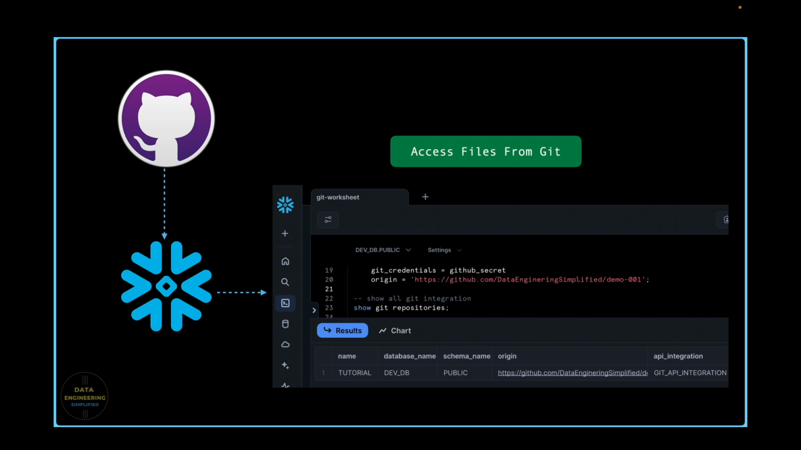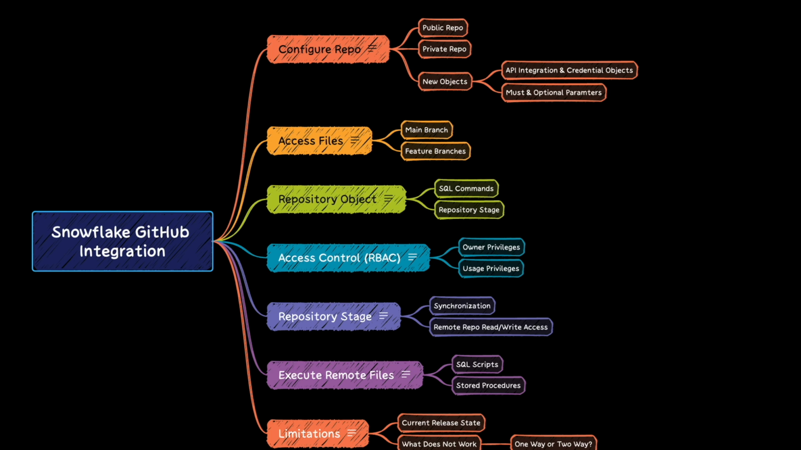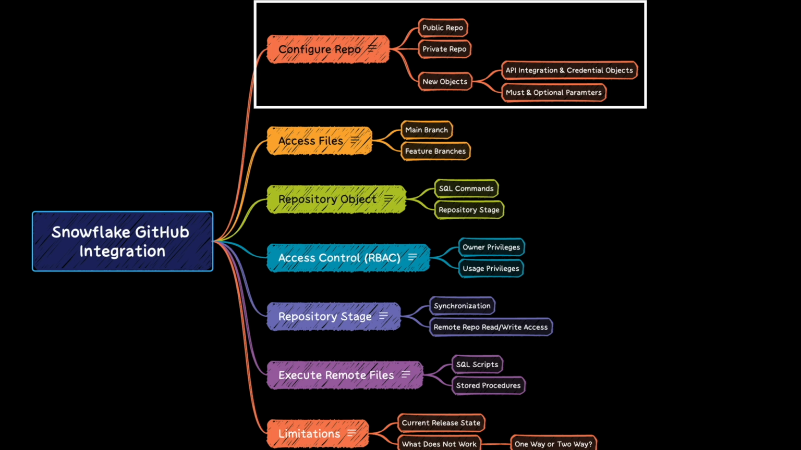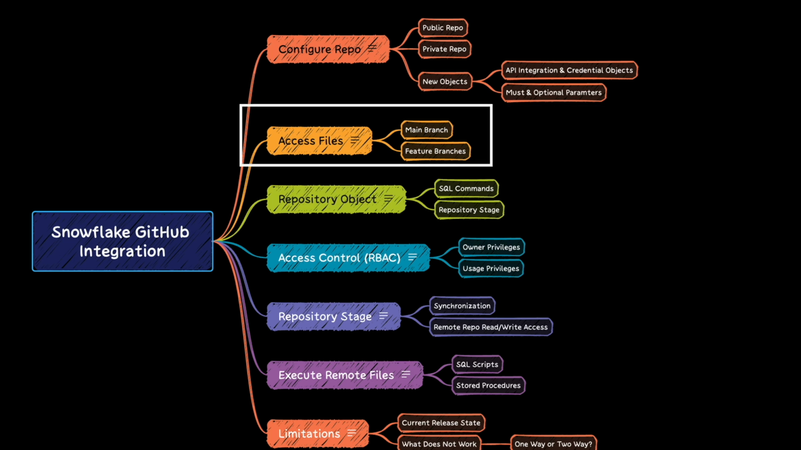This video is all about GitHub integration with Snowflake, and it is not just limited to creating repository object within Snowflake. The entire course is hands-on. We will begin by configuring both a public and a private repository, during which we will create and understand various types of objects while integrating Git with our Snowflake. We will learn how to access files available in repositories under main branch as well as under different feature branches.